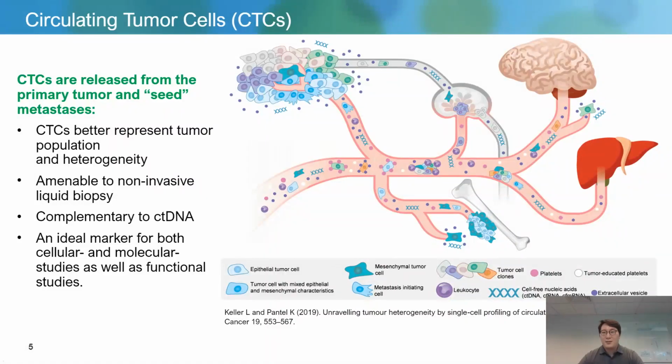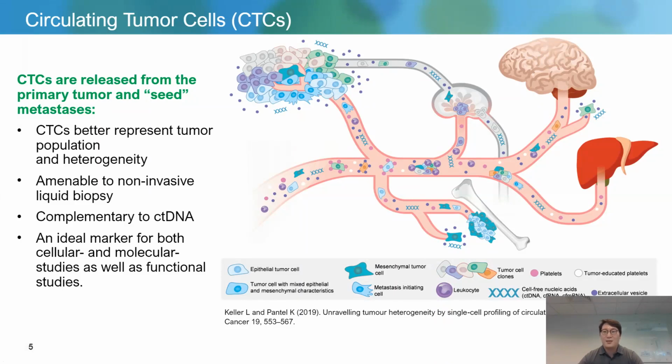Among those markers, circulating tumor cells, or CTCs, are living cells that are released from the primary tumor and considered the seed of metastasis. With the scientific advances in this field, we are getting a better understanding of the metastatic process, such as the EMT, which is epithelial-mesenchymal transition. In this transition, the tumor cell loses its ability to be adherent and dissociates from the primary tumor, enters circulation, and eventually metastasizes to different organs such as bone, lung, and liver.